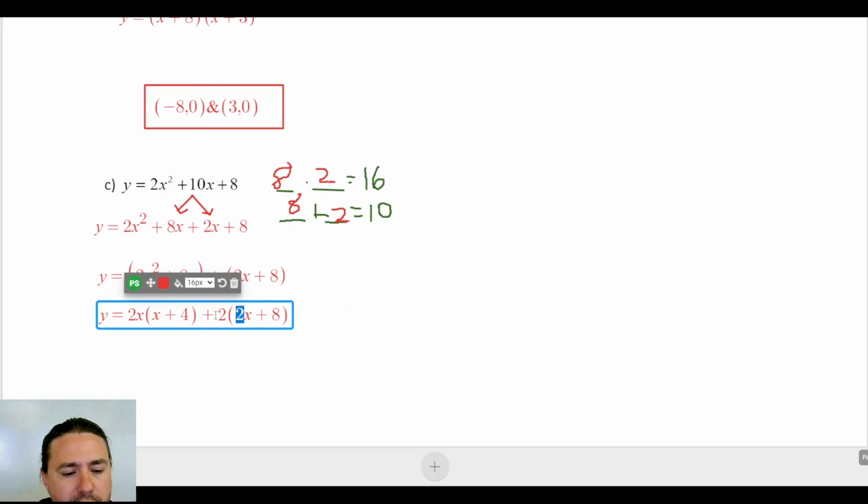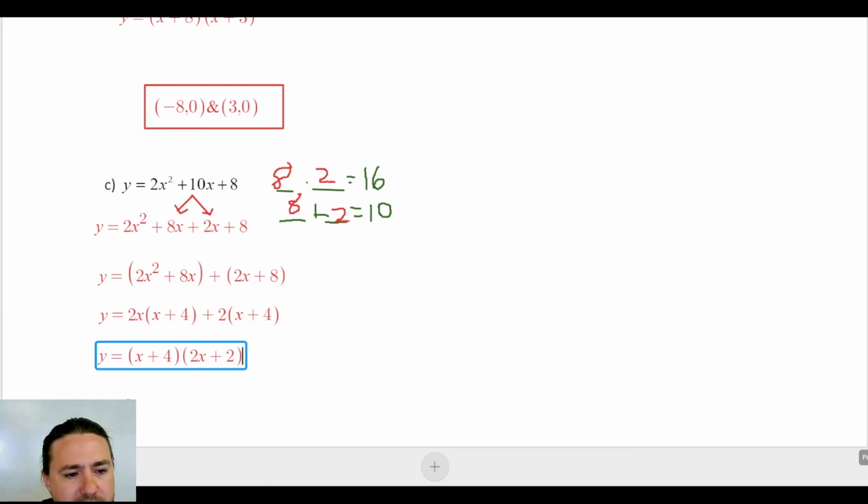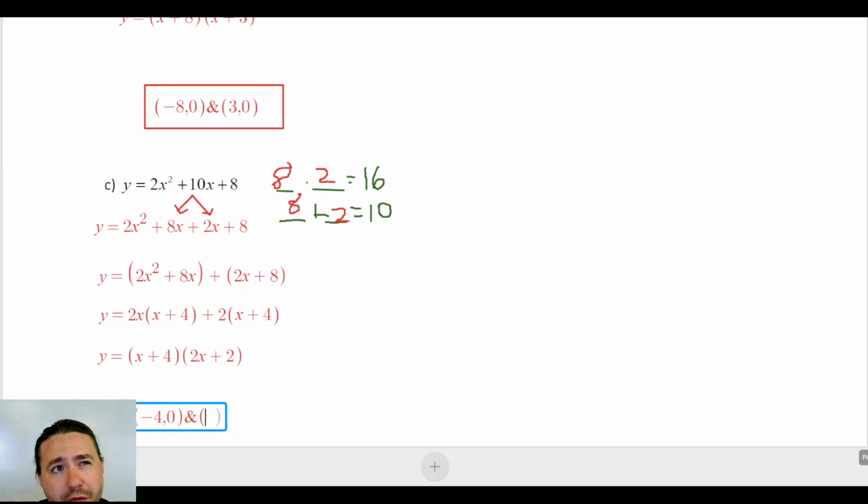So my two factors here are going to be x plus 4 and 2x plus 2. So if I set each one of those equal to 0 and solve it, I'm going to get my two x-intercepts, which are going to be at -4, 0. And let's see, -2 divided by 2 would be -1, so -1, 0.